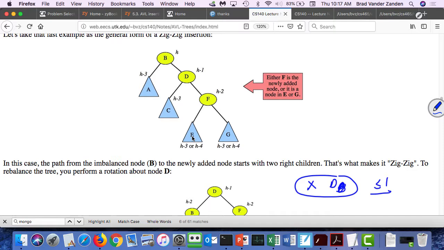Okay? So questions about that? I'm going to do one more example, and then I'm going to let you work through an example.